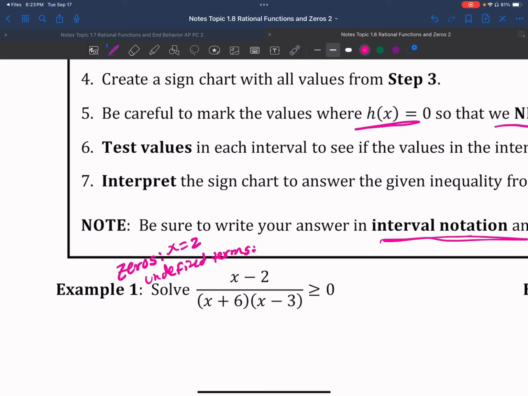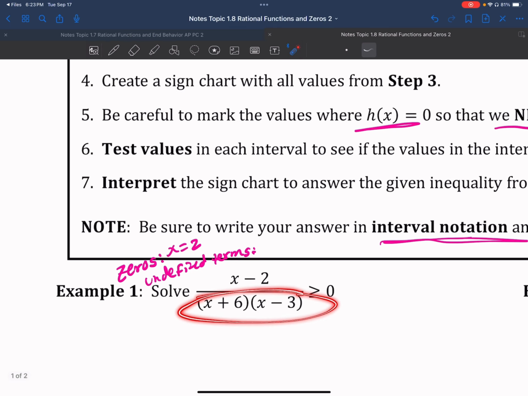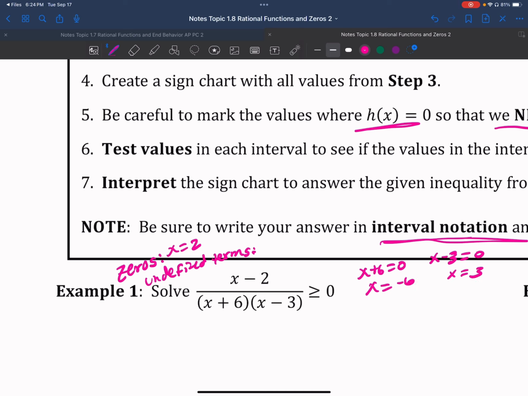If I look at the denominator, I have 2 parentheses with x's in them, so that means I do have 2 undefined terms. So I'm going to do x plus 6 equals 0 and x minus 3 equals 0, solving them each individually. And then I get x equals -6 for the first one, and x equals +3 for the second one.